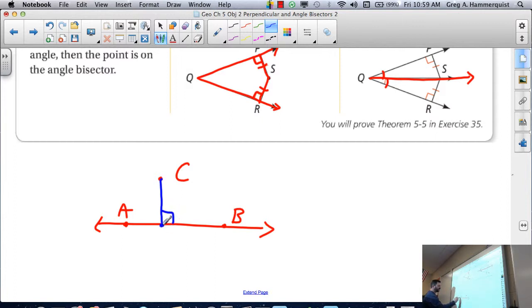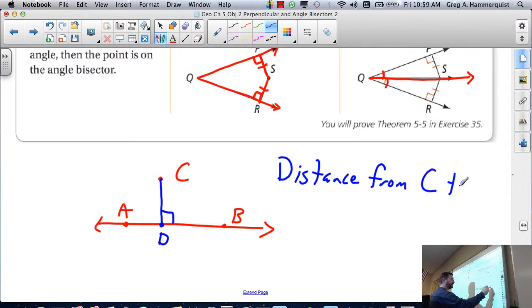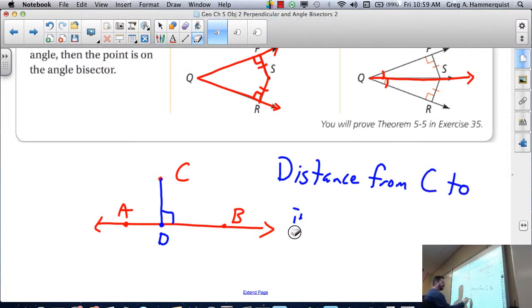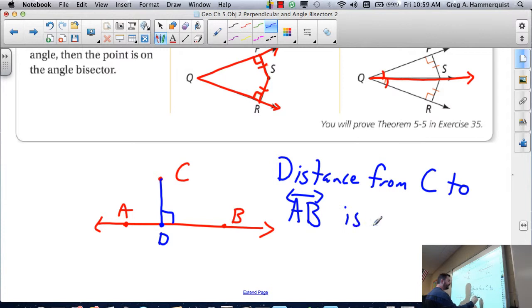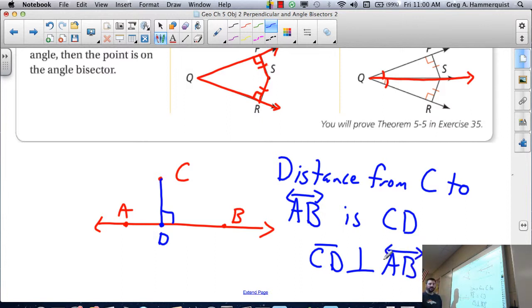So if I make a segment that's perpendicular, and I just happen to call this point D, the distance from C to line AB is the length of CD. The important thing here is that CD, that segment, has to be perpendicular to line AB. So if you have a point not on a line and you want to find the distance from that point, like C, to line AB, you've got to find the segment that's perpendicular there. The length of that segment should give you the distance from C to line AB.